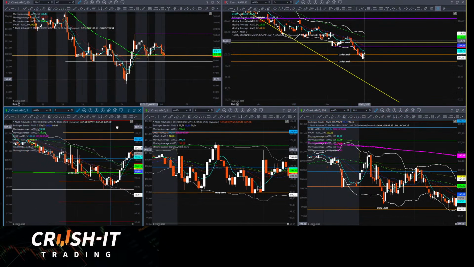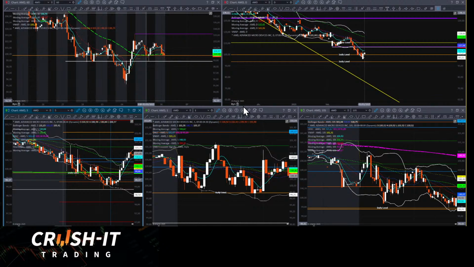AMD did not quite get to the crush it zone yesterday, so we didn't really have a play on it. I didn't have any kind of continuation. A little bit choppy in my opinion for me to take the trade. Sideways trading in the morning, so there were other things much better to trade than AMD, but I did have this daily level marked out here.